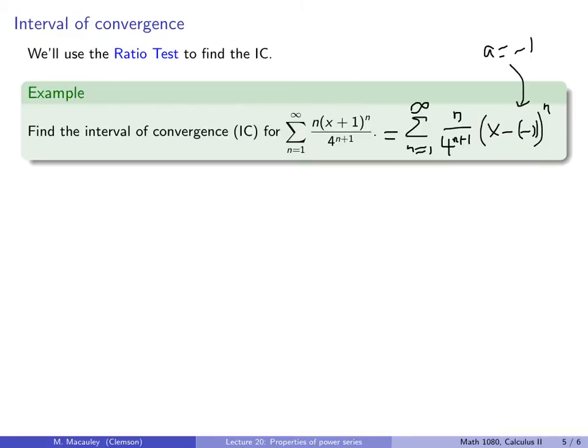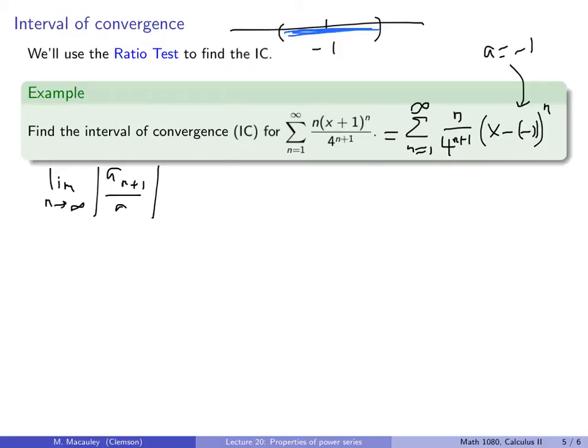So what we know is that the interval of convergence is going to look something like this. We just don't know quite how big this is going to be. It could be the entire real line. It could also be only the point -1. Okay, so let's apply the ratio test. With a ratio test, the limit as n goes to infinity of a_{n+1} over a_n. Remember, the series is going to converge when this limit is less than 1. So let's figure out when this limit is less than 1.